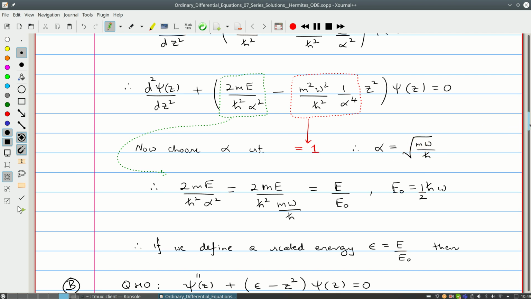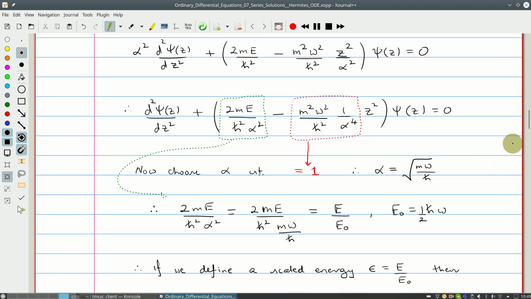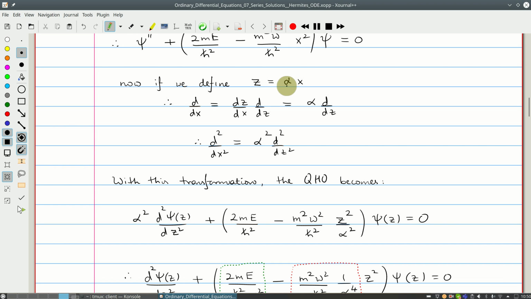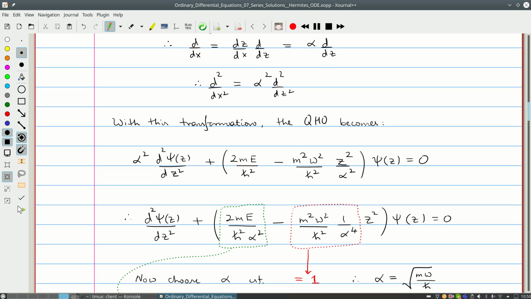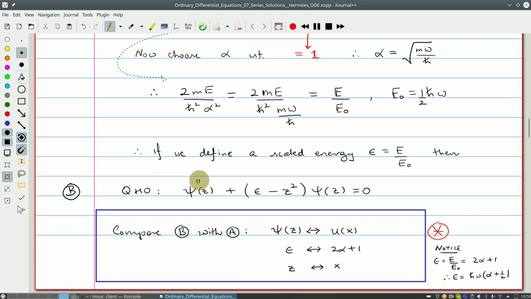Try it out. If alpha has the dimensions of 1 over length, then z, which is equal to alpha times x, has no dimensions. X has the dimensions of length, alpha has the dimensions of 1 over length, z has no dimensions. And we've written the quantum harmonic oscillator Schrodinger equation in a dimensionless way. In doing that, we have already recovered the standard energy units of the harmonic oscillator, the half h bar omega. So psi double prime of z plus, in brackets, epsilon minus z squared, close brackets, psi of z is 0. That's our quantum harmonic oscillator in these scaled dimension-free coordinates.